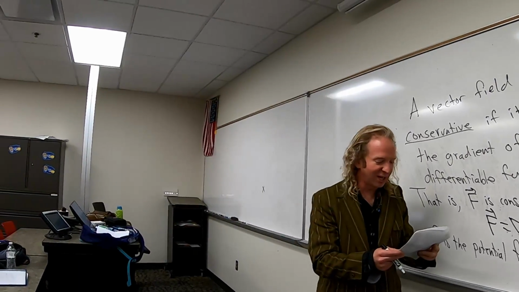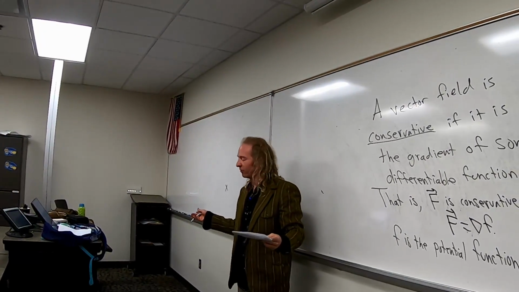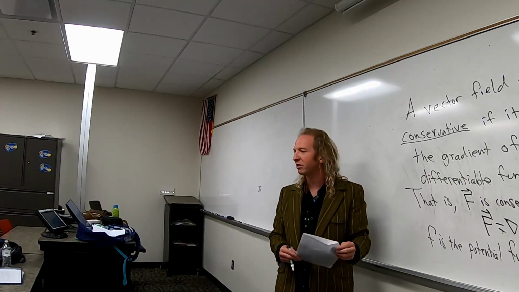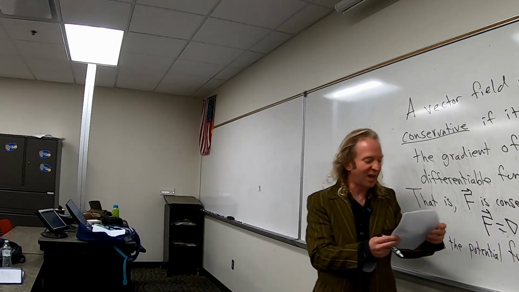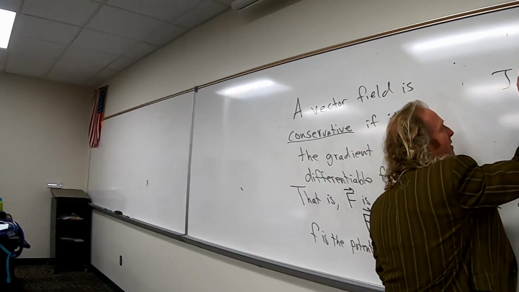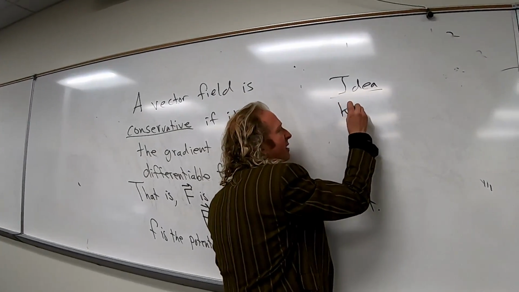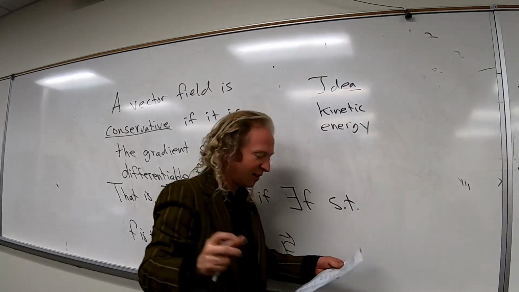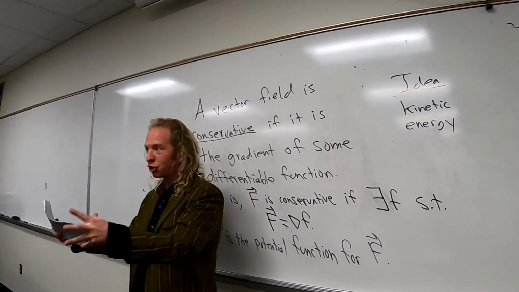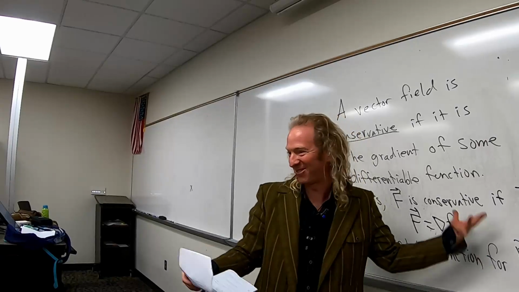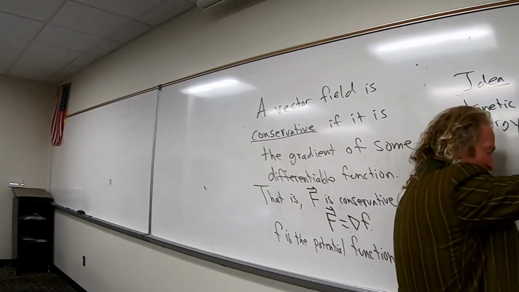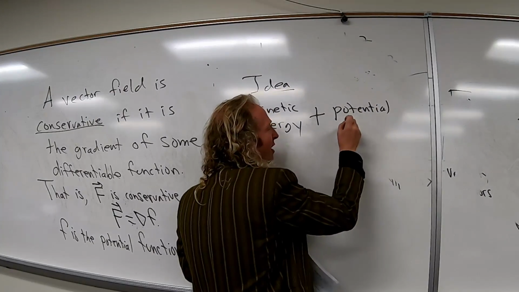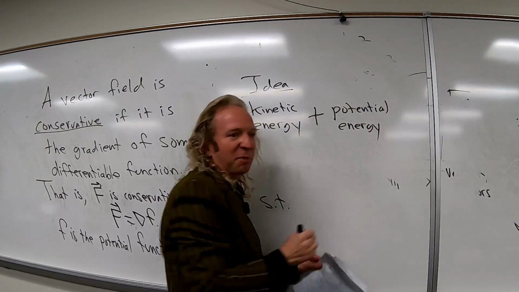So, the reason I guess it's called conservative, the idea is, so gravitational fields are conservative, I guess, and electric force fields are conservative. Have you all studied that before in physics? Okay. And the idea is that if you have kinetic energy, that's the energy of motion, plus potential energy, that's the potential it has, right?